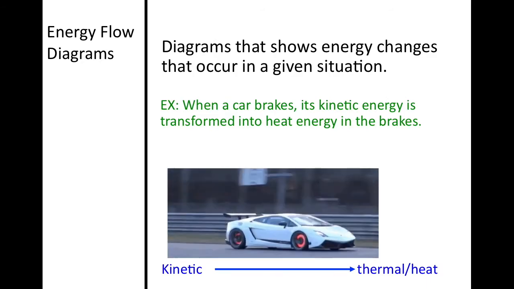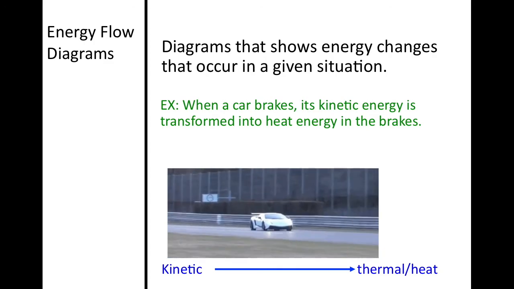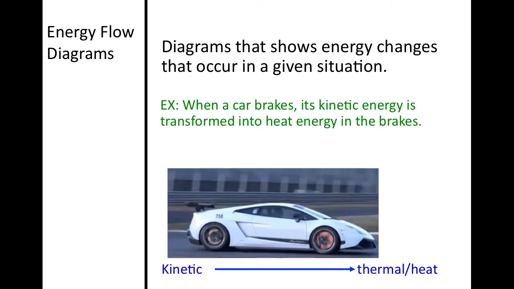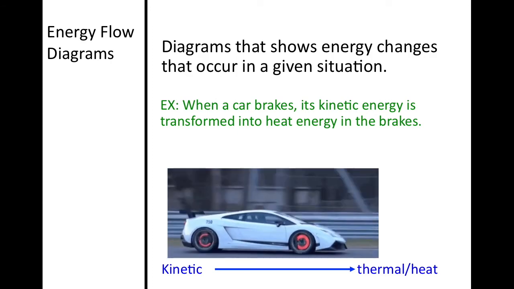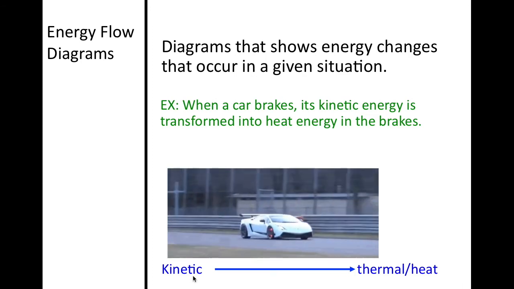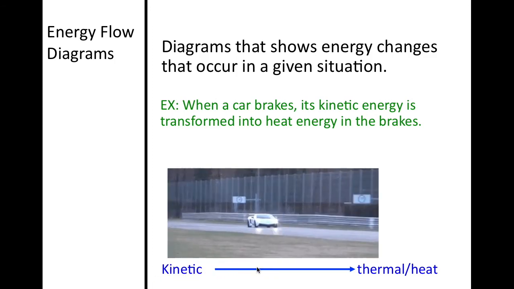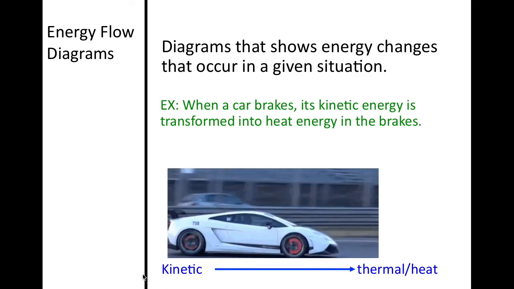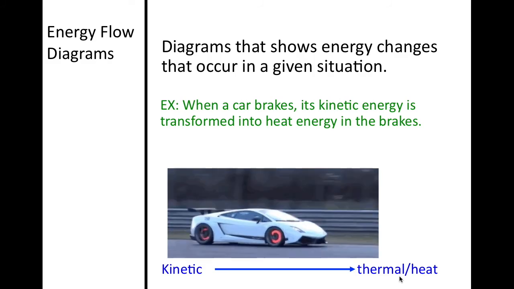With energy flow diagrams, which is what you saw from before, an energy flow diagram shows energy changes that occur in a given situation. So for example, when a car brakes, its kinetic energy is transformed into heat energy in the brakes. Down below here, it shows kinetic going into thermal. And you're going to notice that there's an arrow showing what the starting energy form is and what it becomes at the end.